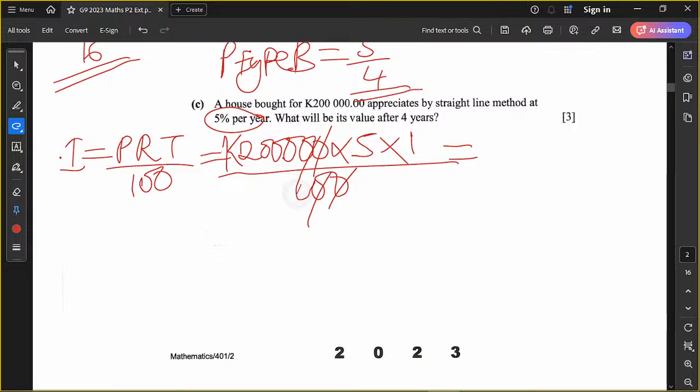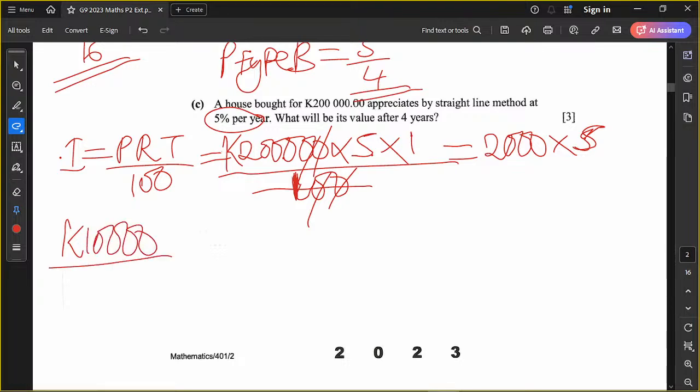So with this 100, we are remaining with 2,000. 1 into 2,000 will give us 2,000, then times 5. 1 times 5 will give us 5. That is the 5 we have put here. Once we've done that, we have dealt with this 100 down, so there is no need to have a denominator there. So 2,000 times 5 will give us 10,000 kwacha. This is the appreciation of the house in 1 year.